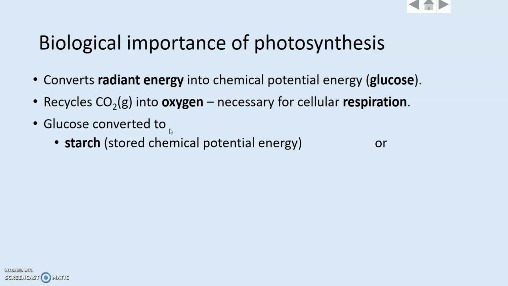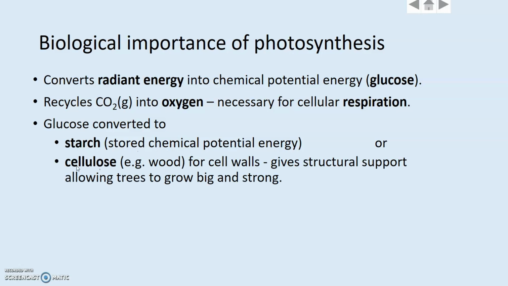Glucose is then later converted and stored as starch, chemical potential energy, or cellulose, which is wood. That's for the cell walls that gives structure and support, eventually allowing trees to grow big and strong.